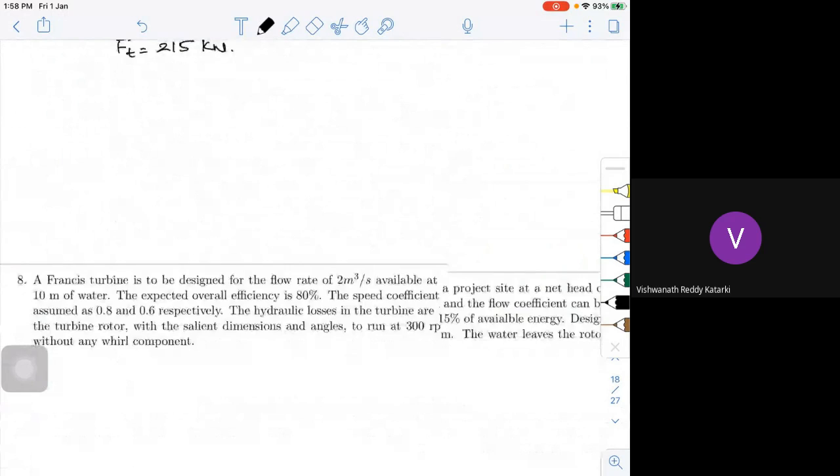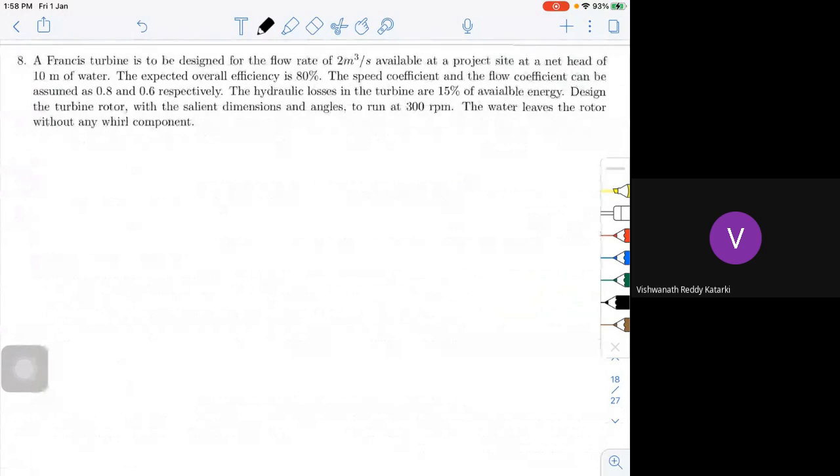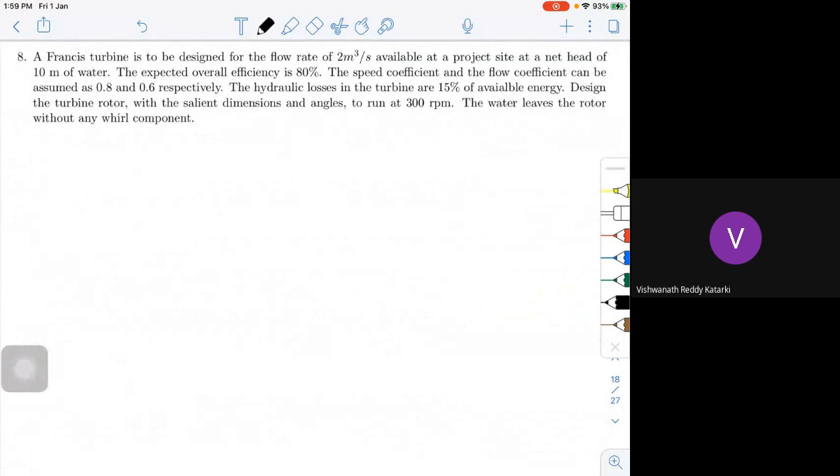Okay. Now let us try to take one problem on Francis turbine. Its problem statement is something like this. A Francis turbine is to be designed for a flow rate of 2 meter cube per second, available at a project site at a net head of 10 meters of water.